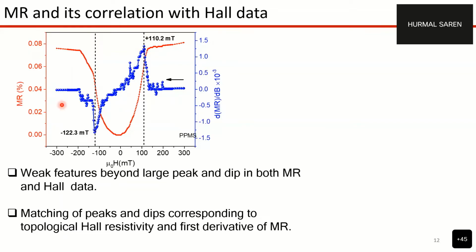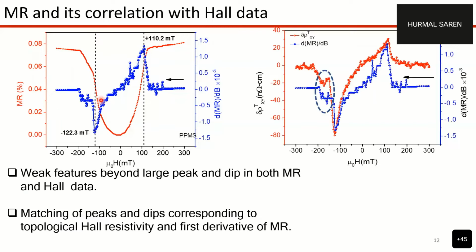And interestingly, if you look closely, when I compared with the Hall resistivity data, the position of this peak or dip is almost the same. And this slope feature, which we observed in the extra topological Hall resistivity data, is also present here. This was, I think, a DC measurement, so it is not that clear, but it is still present. We have done the AC measurement, and this weak feature is also present. The origin of this weak feature is still not clear to us.